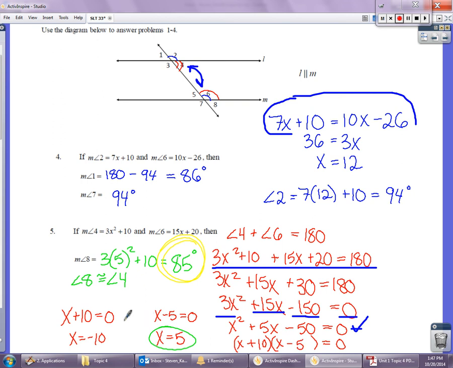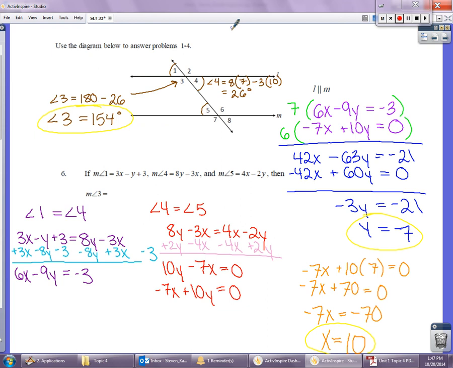When you set each of these equal to 0, which I did right here, you get two answers, negative 10 and 5. The negative 10 doesn't work because when you plug in negative 10, you get a negative angle, which is impossible. So the only answer that works is x equals 5. When I plug it back in, I get an answer of 85 degrees. And since angle 8 and angle 4 are equal, you also get 85 degrees.